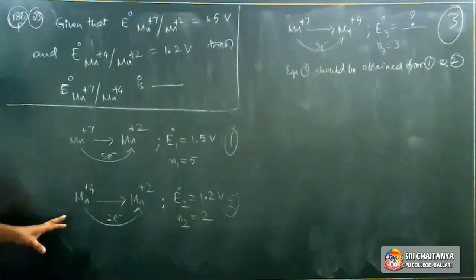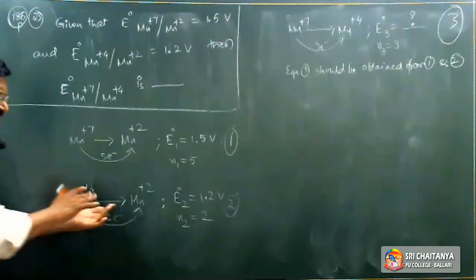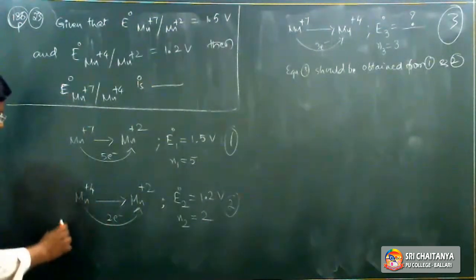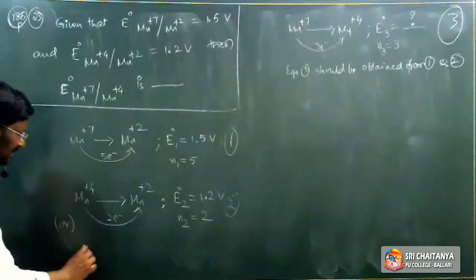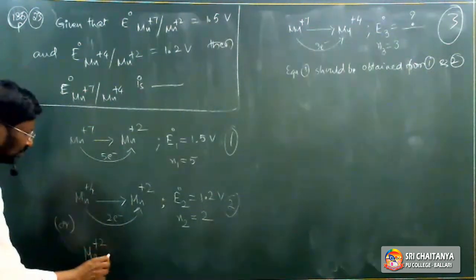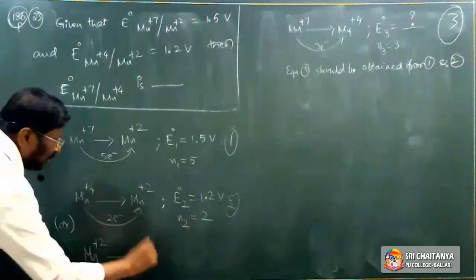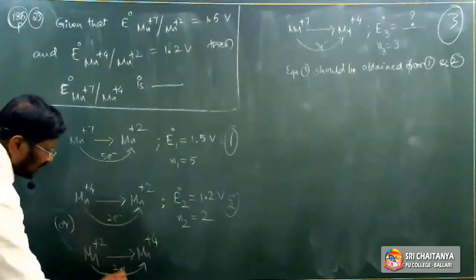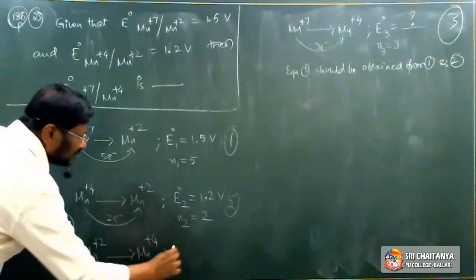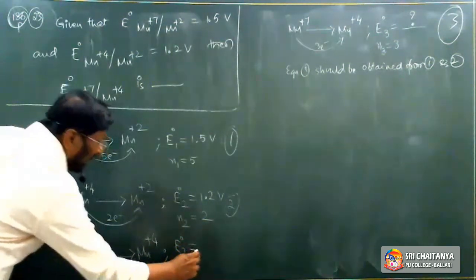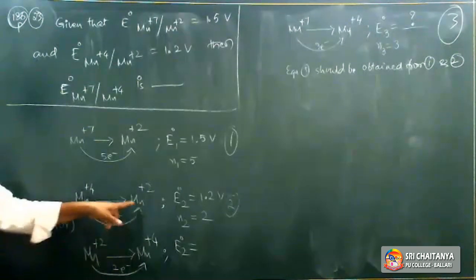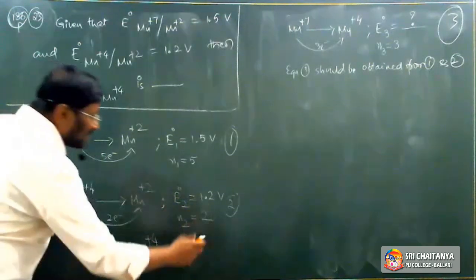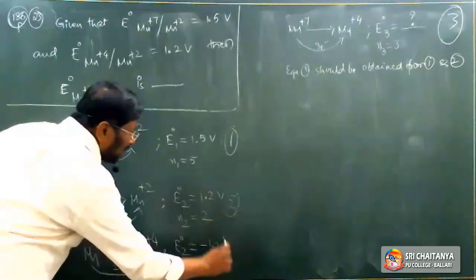So let us do like this. Let us reverse this reaction. So we can write it like this: Mn plus 2 gives rise to Mn plus 4. Again, how many electrons are in transfer? 2, same. Then E0 2, how much? The equation is reversed now, so the E0 value sign will be changed. Here it is plus, so minus 1.2 volts.